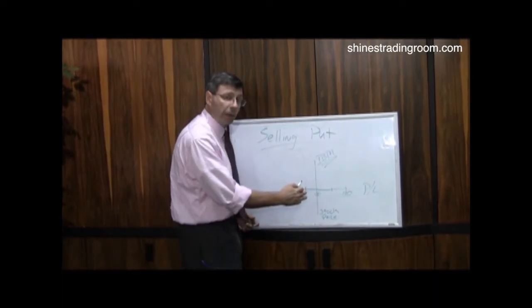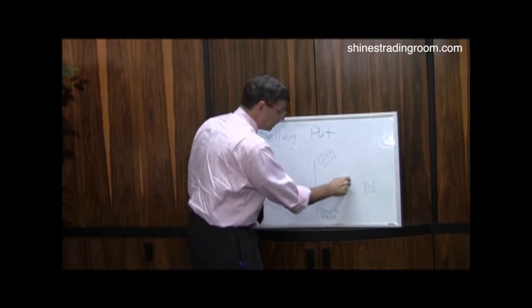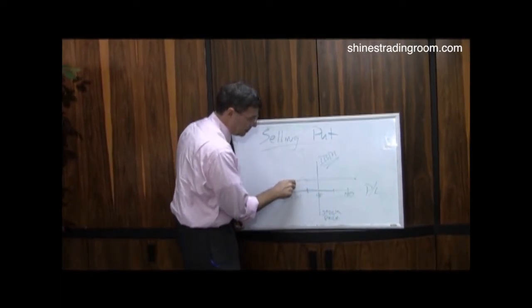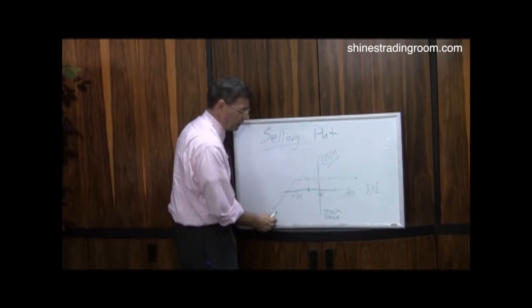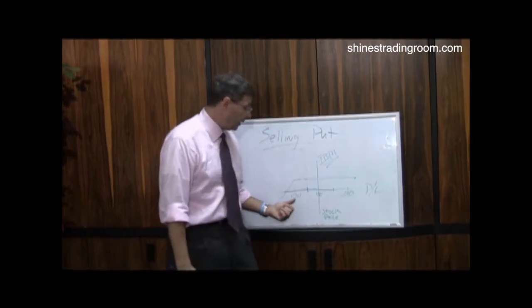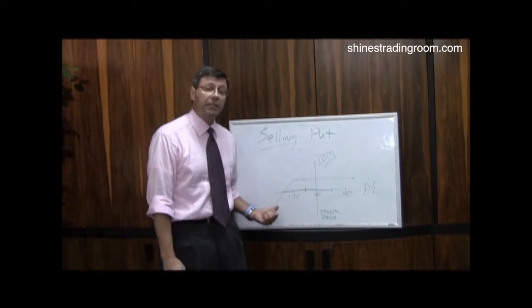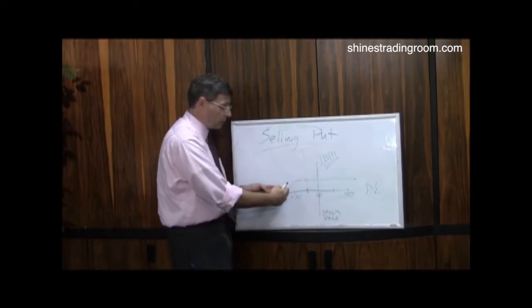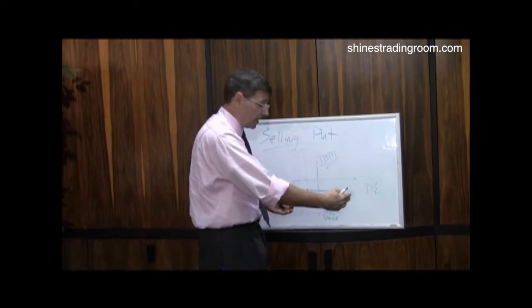If I look at what my P&L graph might look like, I'll make X number of dollars, and then I'll start to lose money below 170. So my break even, say if I got $3 for it, is now at 167. So I make $3 no matter what happens. If we're at 170 or above, I'm making $3.